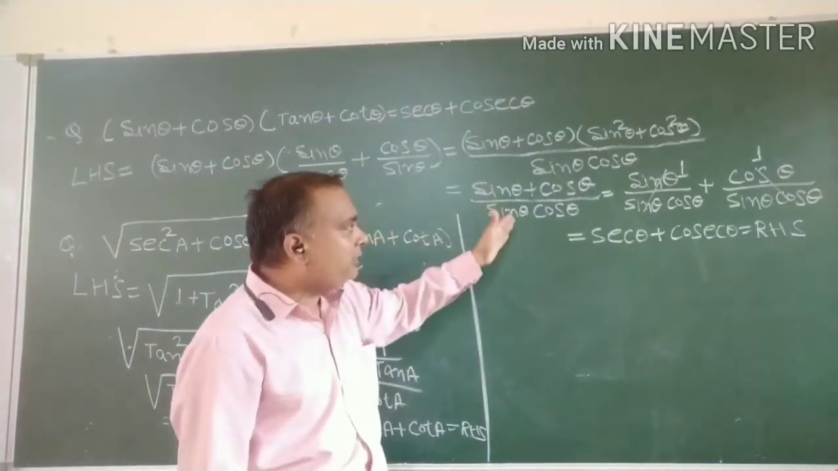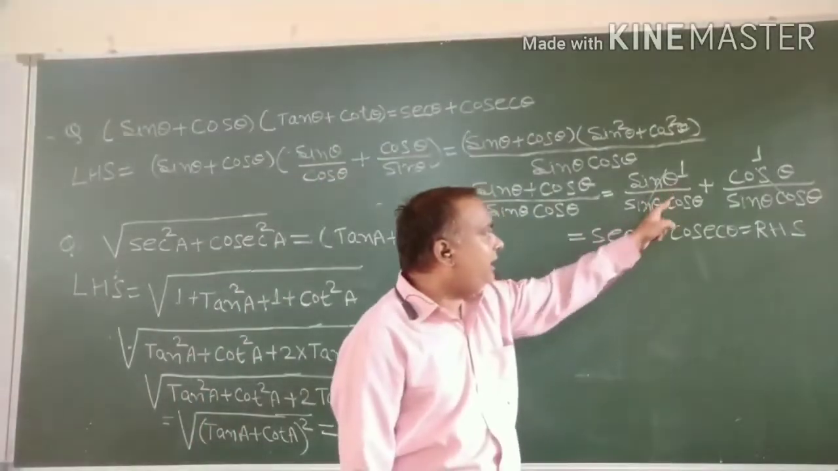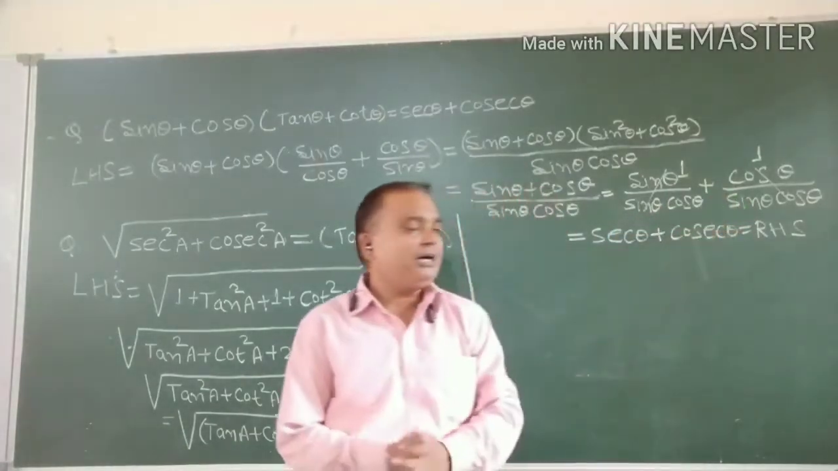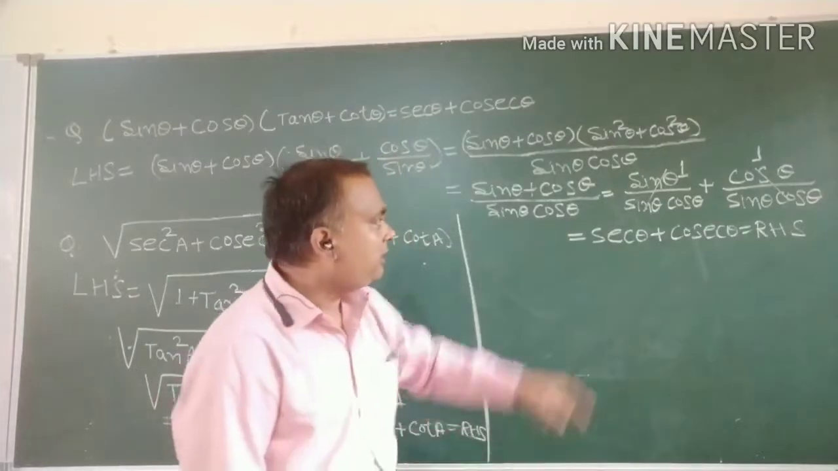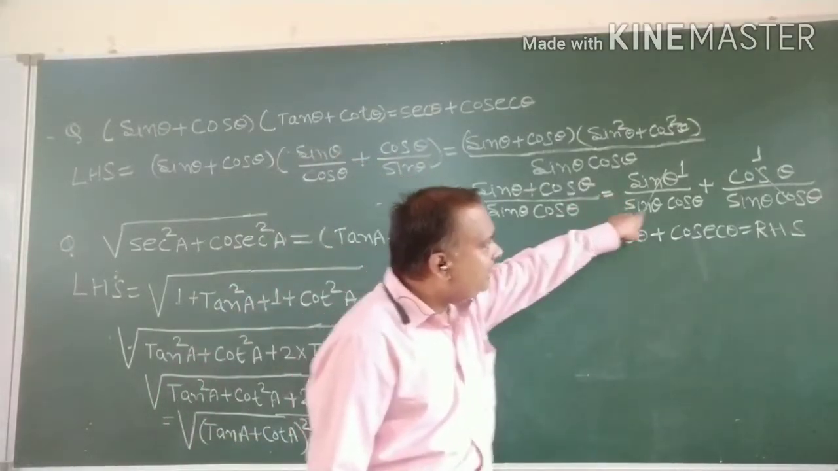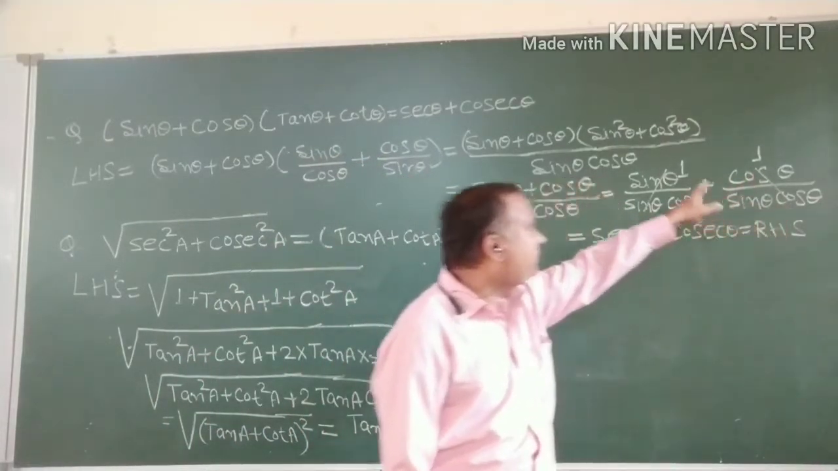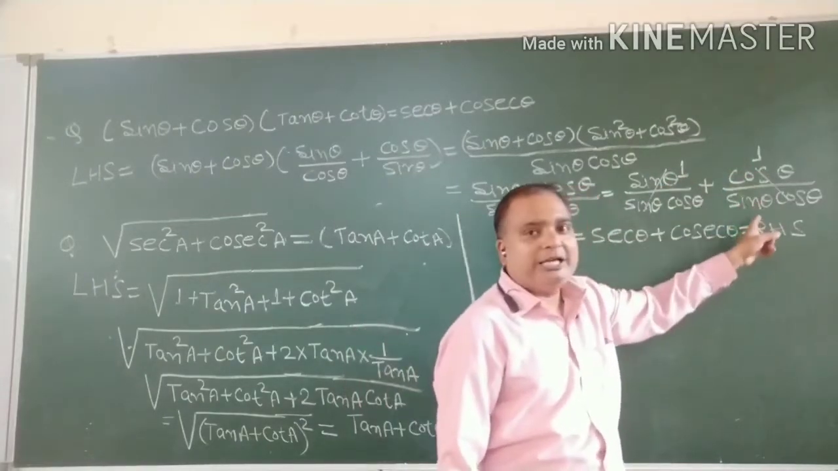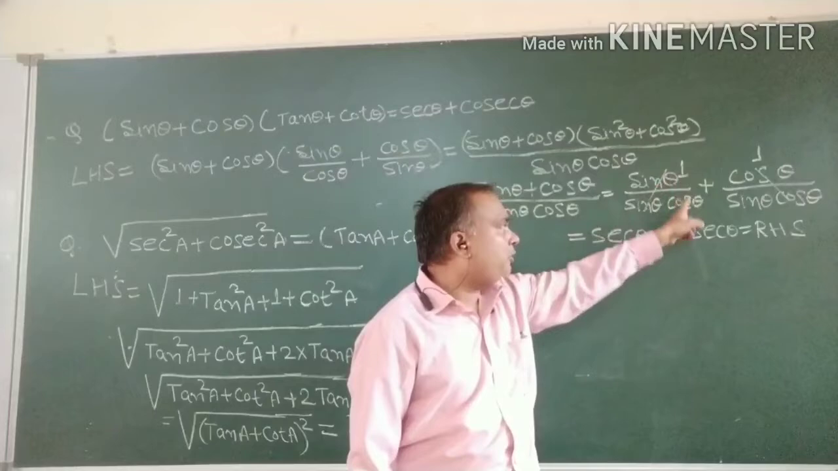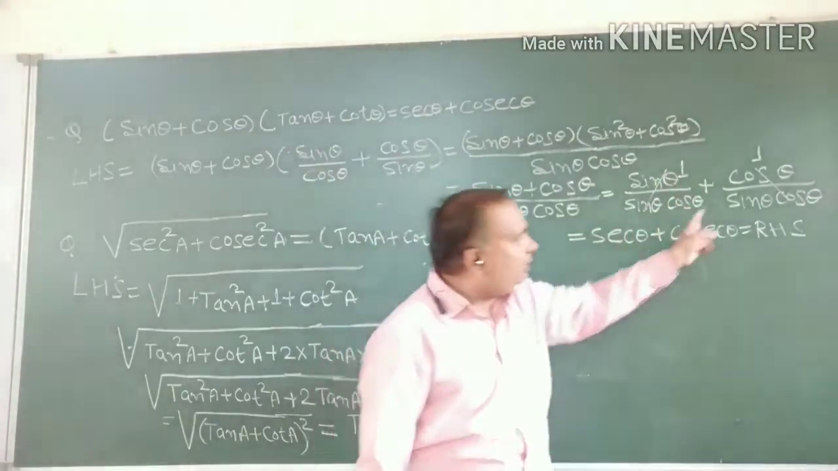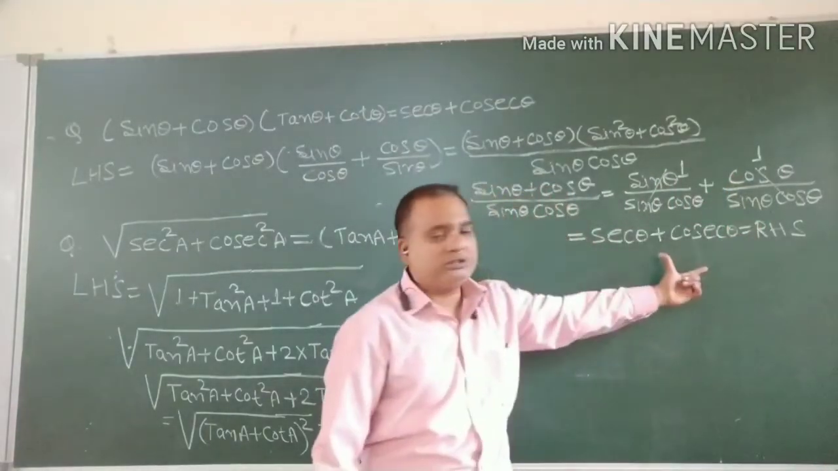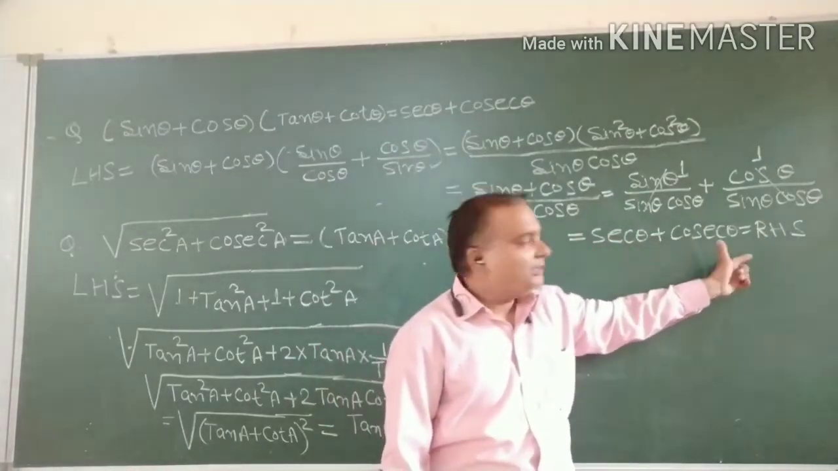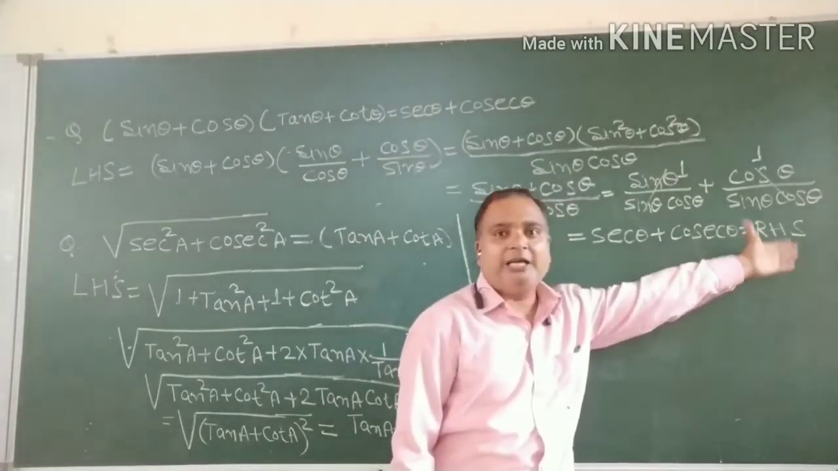Now just break out the term. We can write sin theta upon sin theta into cos theta plus cos theta upon sin theta into cos theta. Sin theta with sin theta cancel, cos theta with cos theta cancel. So it is 1 upon cos theta plus 1 upon sin theta. We know that 1 upon cos theta that is sec theta, 1 upon sin theta that is cosec theta. So the term is sec theta plus cosec theta, that is the right hand side.